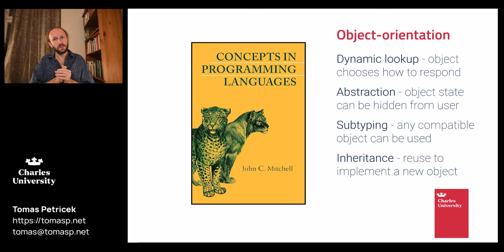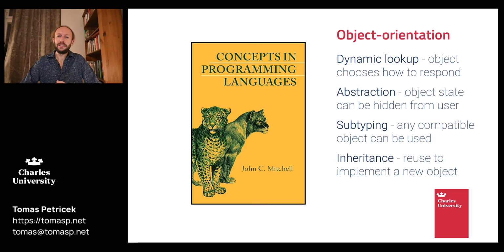So what does object-oriented actually mean? Today, most people who talk about object orientation expect that it means 4 different things. An object-oriented language needs to have dynamic lookup. This means that if you have an object and you call a method or you send it a message, the object can determine how to respond. So this is something that's not decided by the compiler, but at runtime, different objects can respond in different ways.